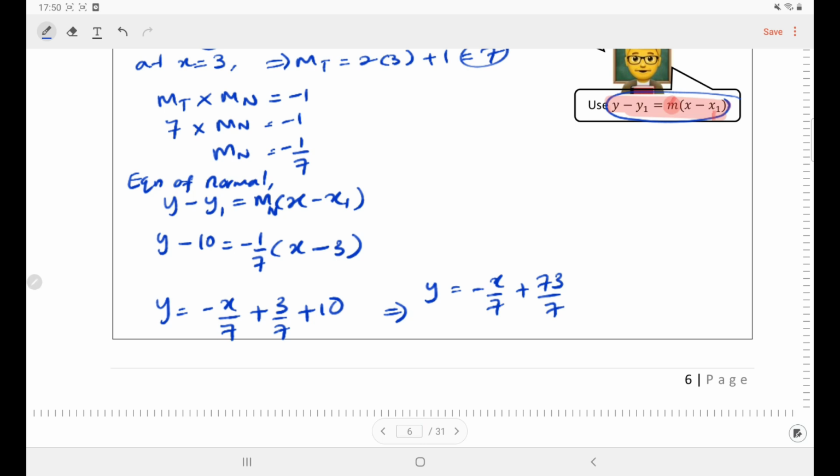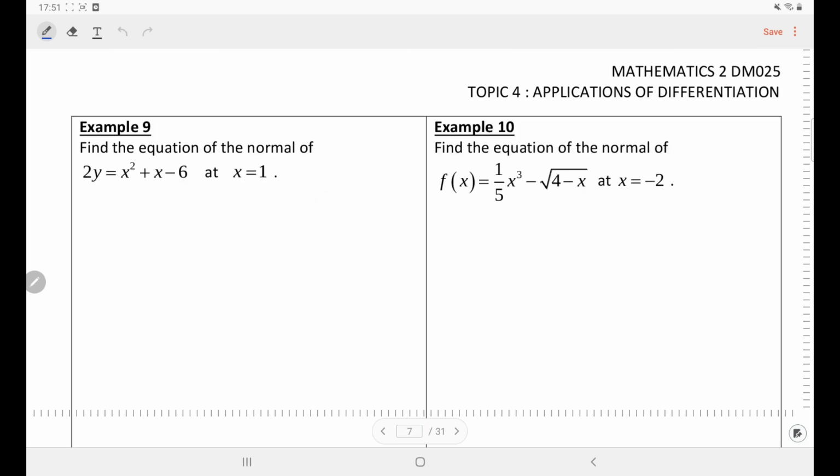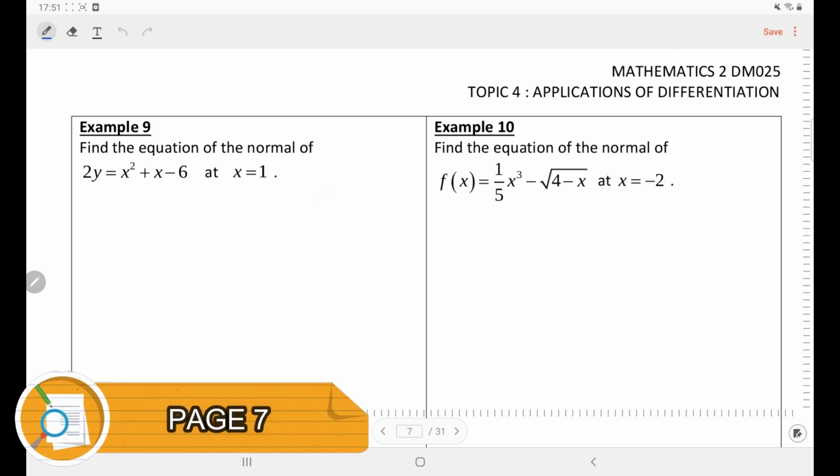For the sake of making it proper, we will multiply everything by 7. So that we will get 7y equals negative x plus 73. So this is the final answer. Okay, let's proceed to example 9.